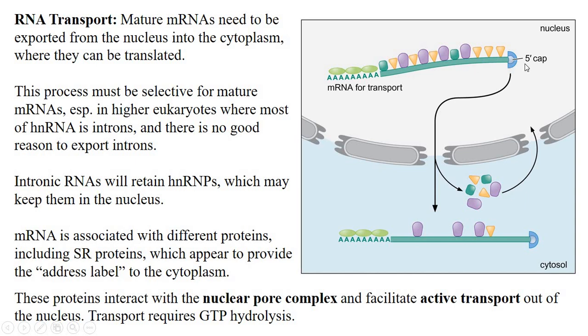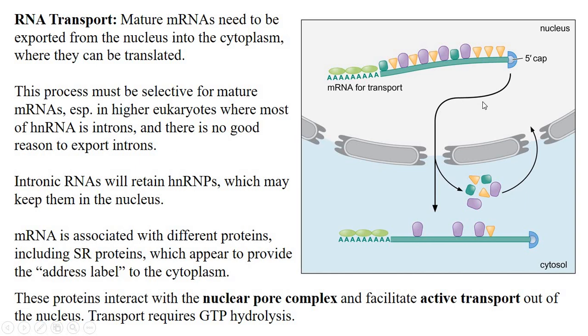So this is mature mRNA now. This is a 5' cap. It has a poly A tail, and this is all exons all together. These are the binding proteins that bound to the mRNA.